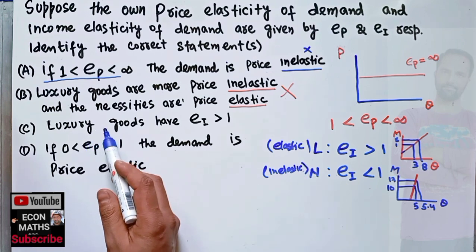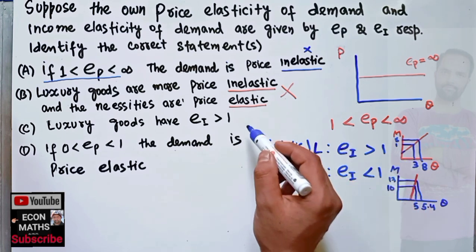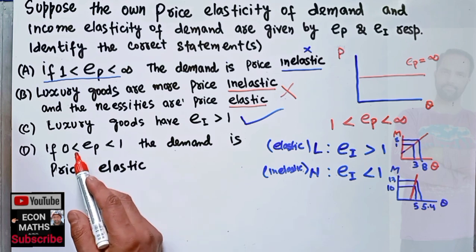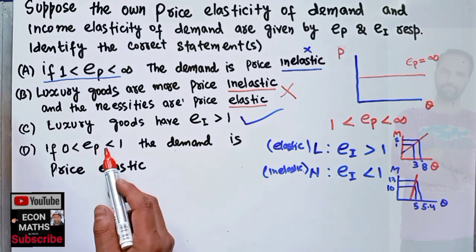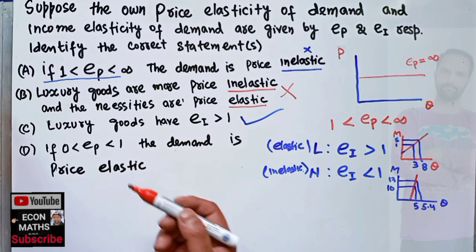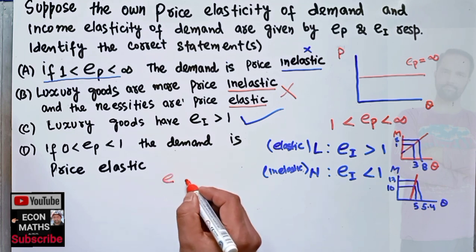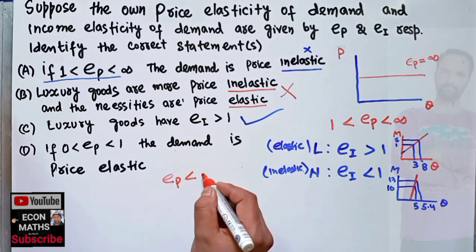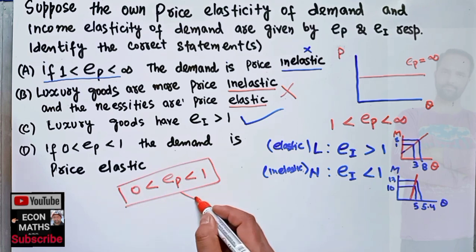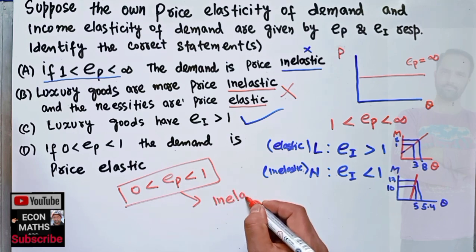Third option says luxury goods have income elasticity of demand greater than 1. We have seen it here. Yes, this seems to be the correct option. And the last option says, if price elasticity lies between 0 and 1, the demand is perfectly elastic. This is again incorrect. When price elasticity of demand is between 0 and 1, in that case we have a relatively inelastic demand curve.